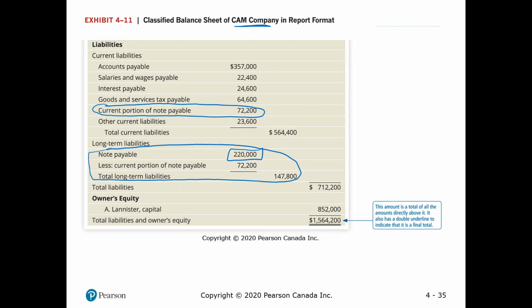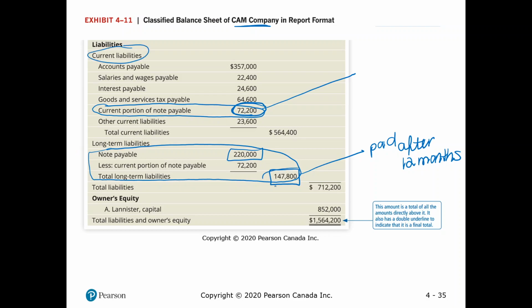$220,000. Within the next 12 months, we need to make payments of $72,200. So that needs to be paid by the end of June 2020. But there's still another $147,800 that will be paid after 12 months. So we break this out. We show the current portion under current liabilities, and we show the remainder under the long term.